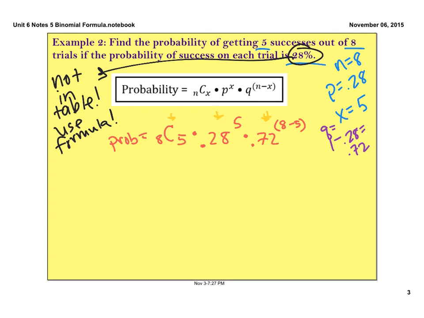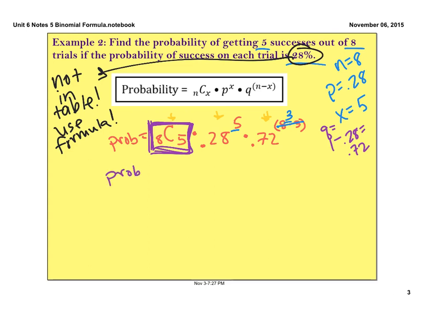One thing that you can do for yourself to make your life really easy is just take the 8 minus 5. You know that there's 5 successes, that means there's 3 failures, because that's how it works in binomial. It's either a success or a failure. The next thing is do this piece first. You have to calculate this number first. You can't type anything else into your calculator until you calculate that number first.